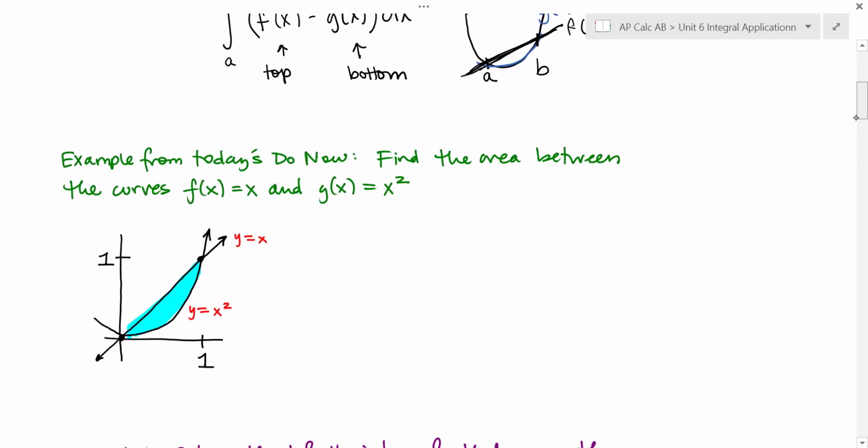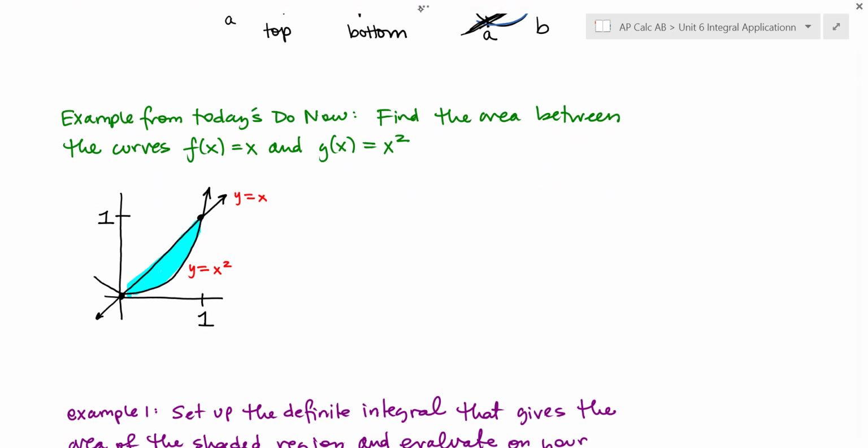So let's do an example. It was going to be in the do now until this was homework, so that's why that's there. It says find the area between the curves f of x equals x and g of x equals x squared. So let's use our original formula. This is going to be the same thing as the integral from 0 to 1. So that is my interval.